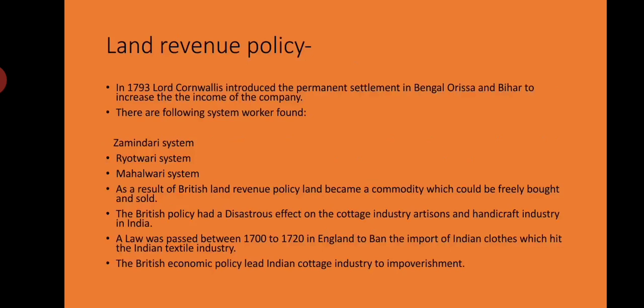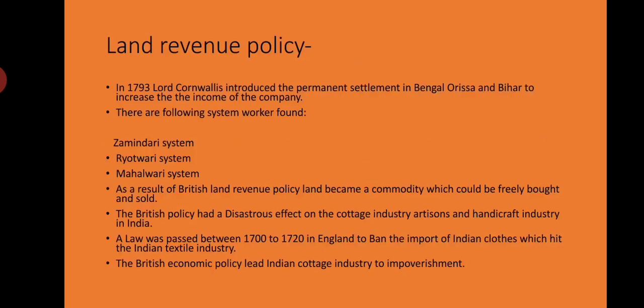Then the Ryotwari system, which was introduced in Mumbai and Chennai. In this system, the Ryot or the cultivator was the owner of the land and he had to settle the terms of revenue. Then third is the Mahalwari system. The peasant had no right over the land, and the system was introduced in Awadh province.